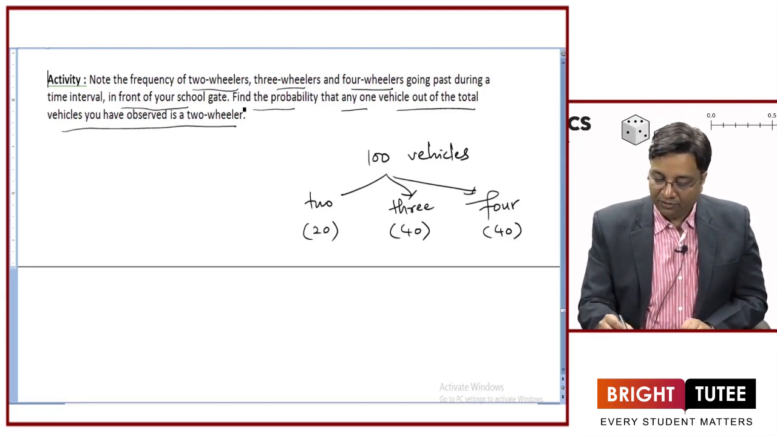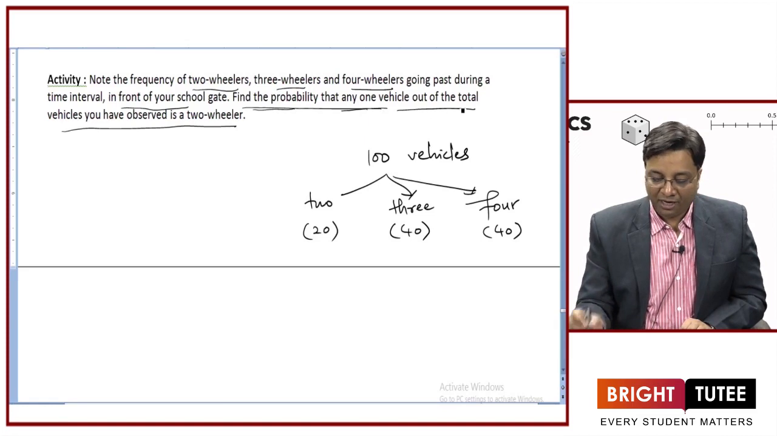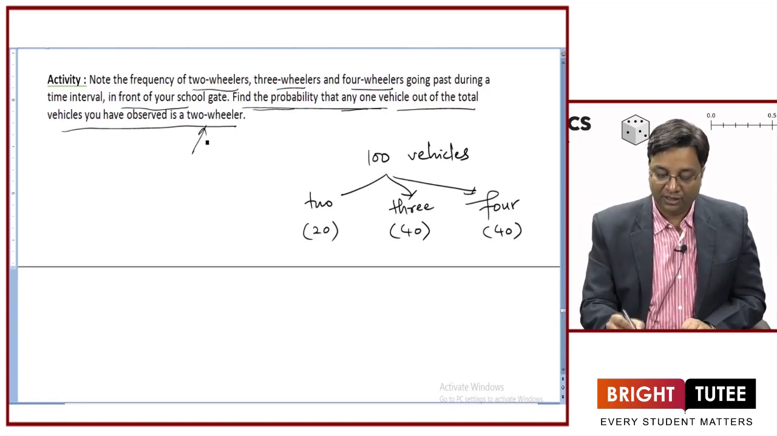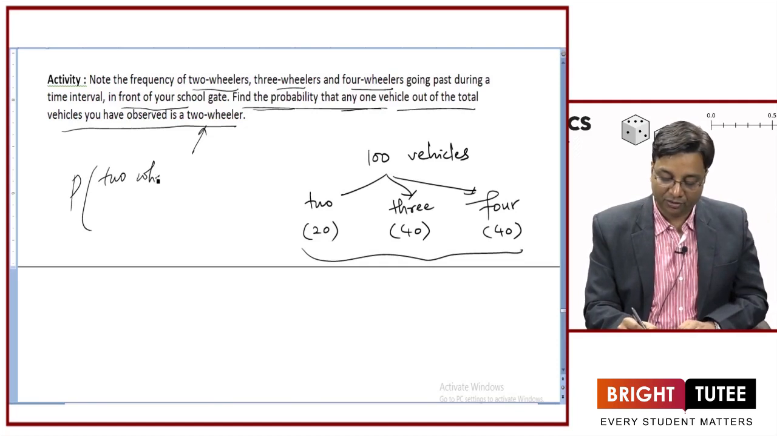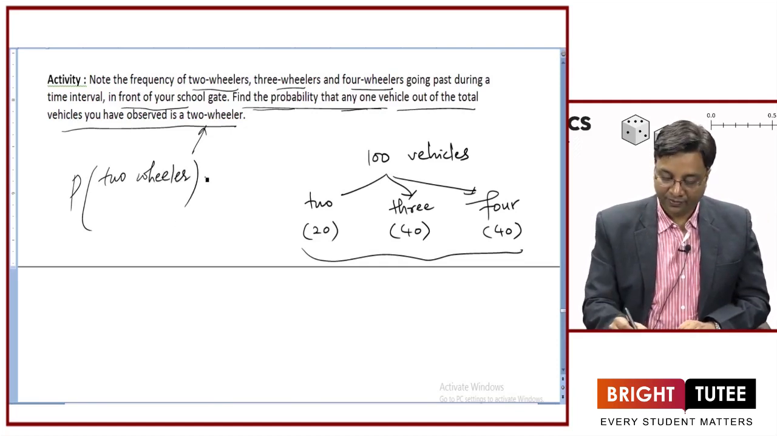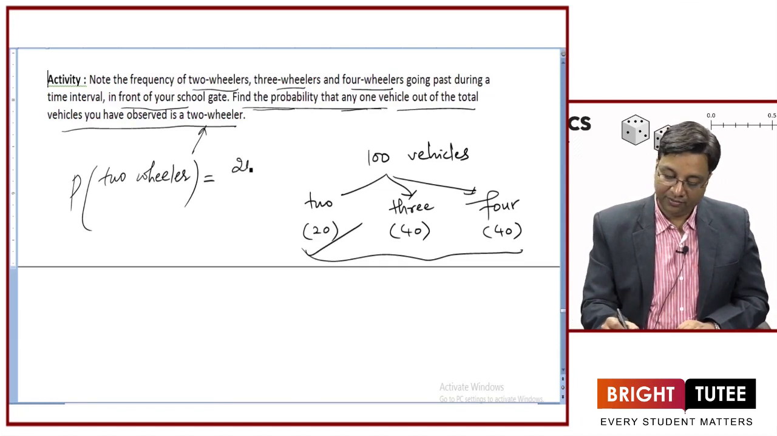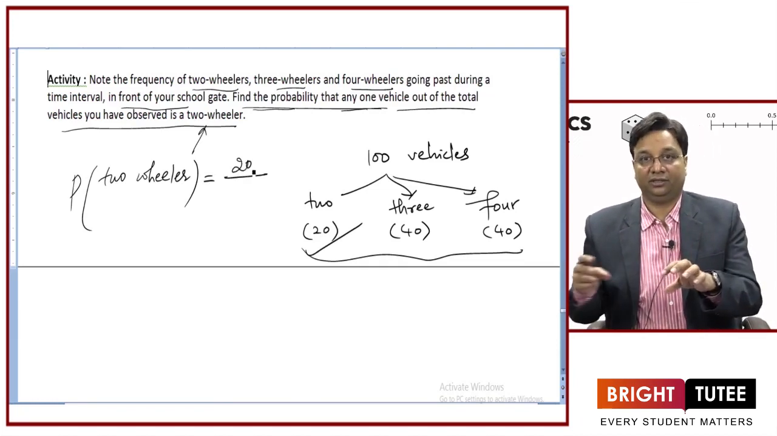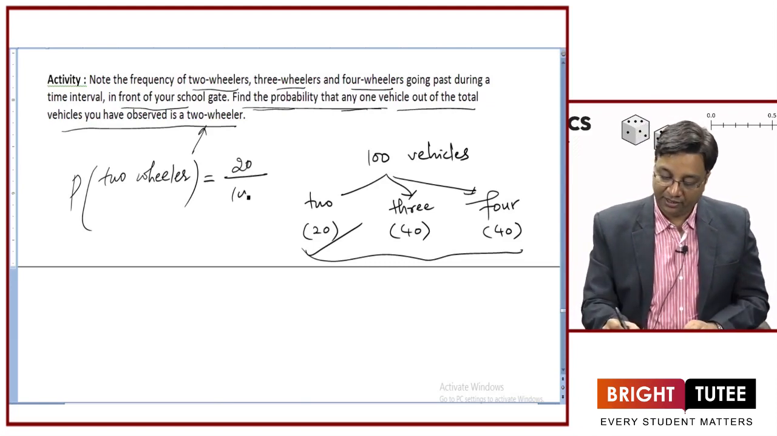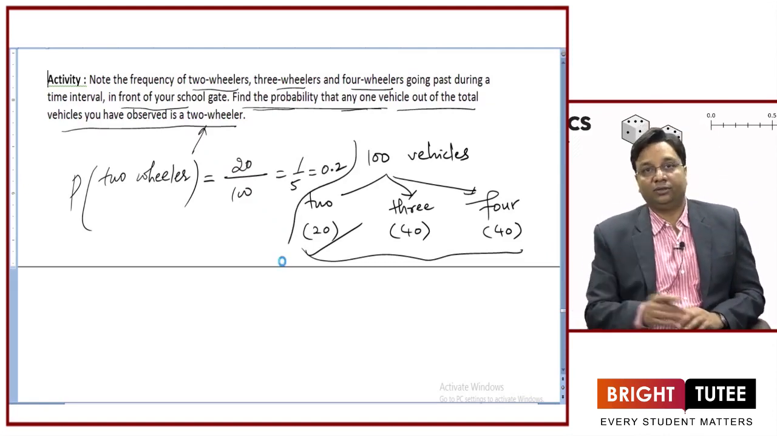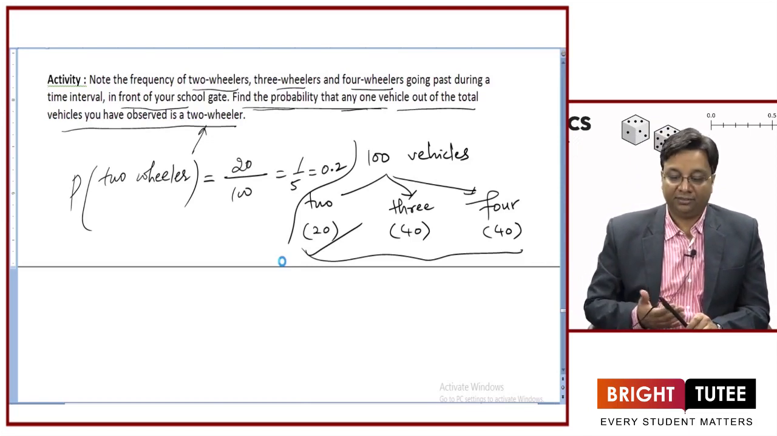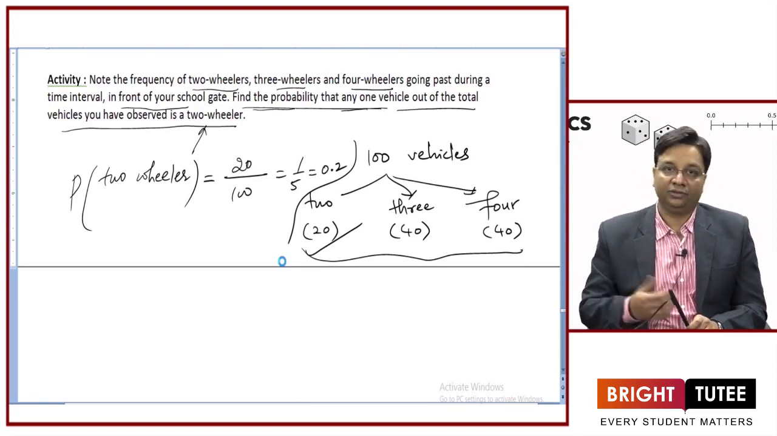Now we need to find the probability that any one vehicle out of the total vehicles you observed is a 2-wheeler. If you are asked the probability that a vehicle picked at random from your observations is a 2-wheeler, it will be equal to 20, because there were 20 times a 2-wheeler passed in that time interval. So, 20 by 100, which is 1 upon 5 or 0.2. This is how you will find the probability. You should perform this activity under the supervision of your teachers.